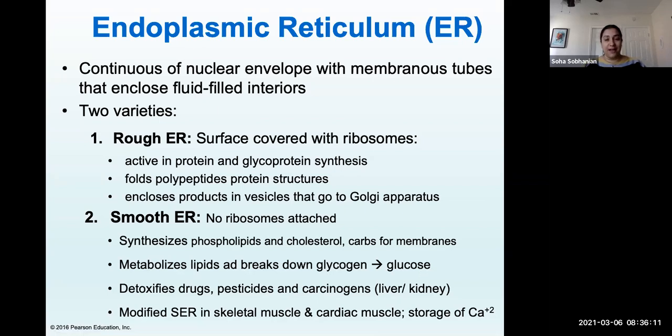It also detoxifies anything that enters the cells, like carcinogens, things that cause cancer, pesticides, drugs, alcohol. So a smooth ER is really, really active in organs like liver and kidney, which makes sense because liver and kidneys are the two organs that are used for detoxification in your body. And inside skeletal muscle specifically and cardiac muscle, they're responsible for storage of calcium. We're going to come back to this later when we talk about muscle contraction in the muscular system lecture.